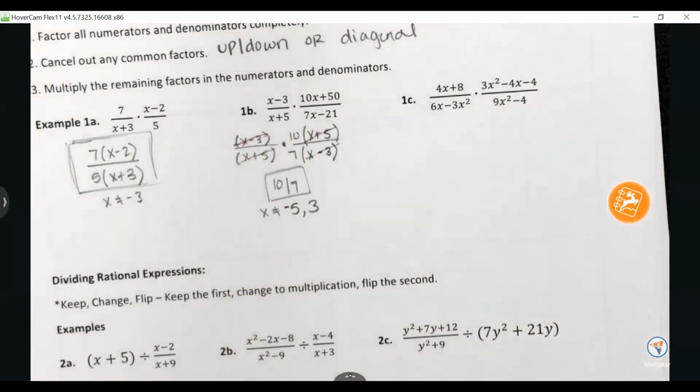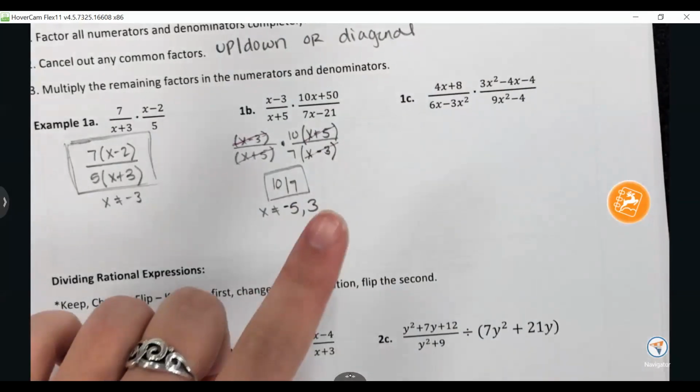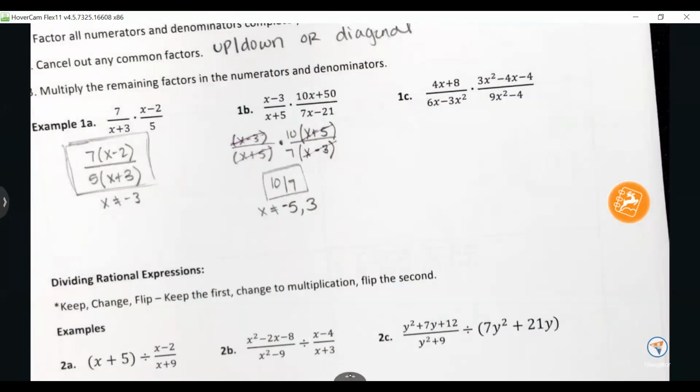Very good. I'll tell you, just one second, Jay. I'll tell you right now that on your test, there's only one section that specifically says you must tell me what X cannot equal. But it is good practice to keep doing it so you understand that. Okay? Question?